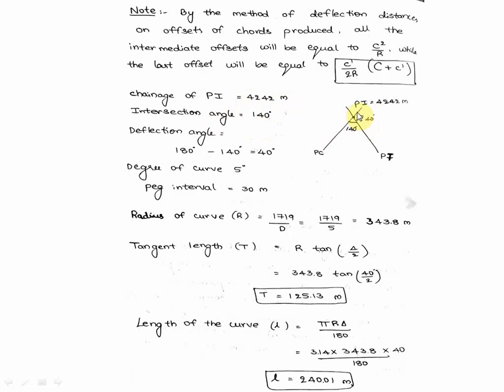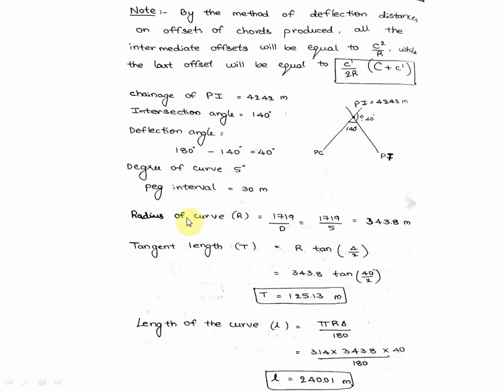So how will you find this out? From this angle to this angle is a total of 180 degree, right? So in 180 you just minus 140, and you will get this remaining angle. This is the deflection angle. Deflection angle equals 180 degree minus 140 degree, that is 40 degree. So the deflection angle is 40 degree. The degree of curve given is 5 degree, and the peg interval is 30 meter.